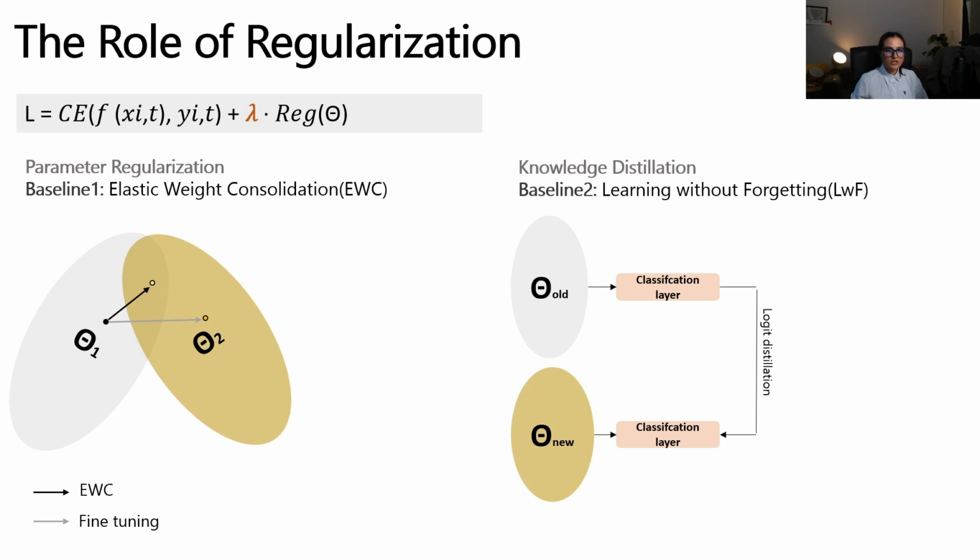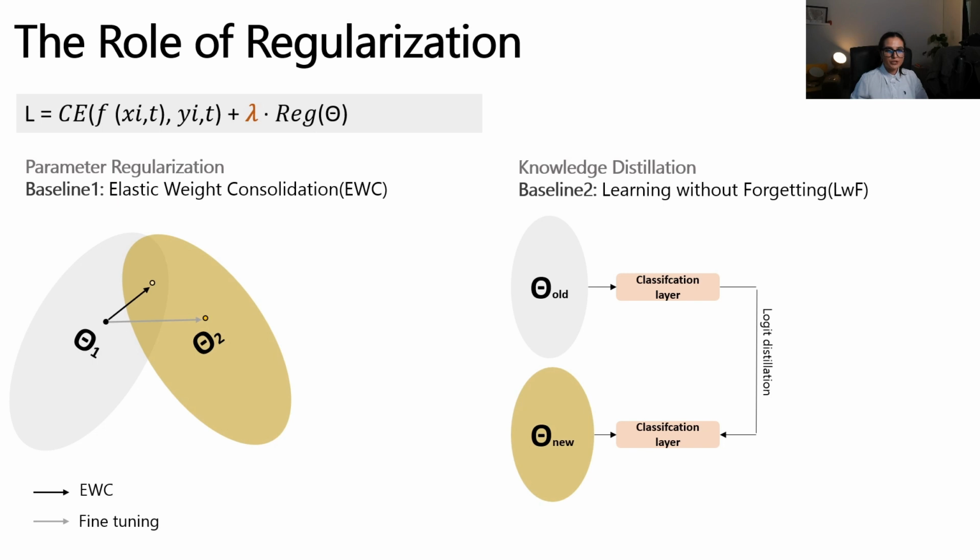Elastic weight consolidation is an example of parameter regularization, which identifies the crucial parameters for all tasks and penalizes updates to them while learning the new task. Learning without forgetting is a knowledge distillation method, involving learning from a pre-trained teacher model to preserve knowledge of old classes when learning new ones.